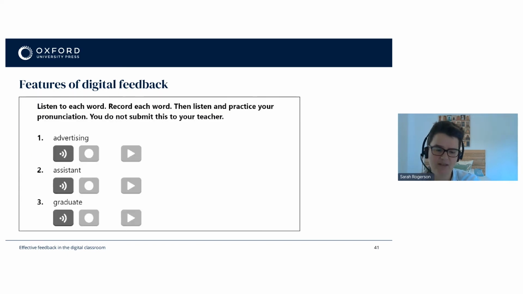And another feature as an example, and these are all OUP tools that I'm showing you right now. Another feature of digital feedback is here that you couldn't do in the classroom. You can have the student go away, listen to a word, record their own word, and play it back, and they can try again and again and again until they get their pronunciation how they want it or how you want it, I suppose.